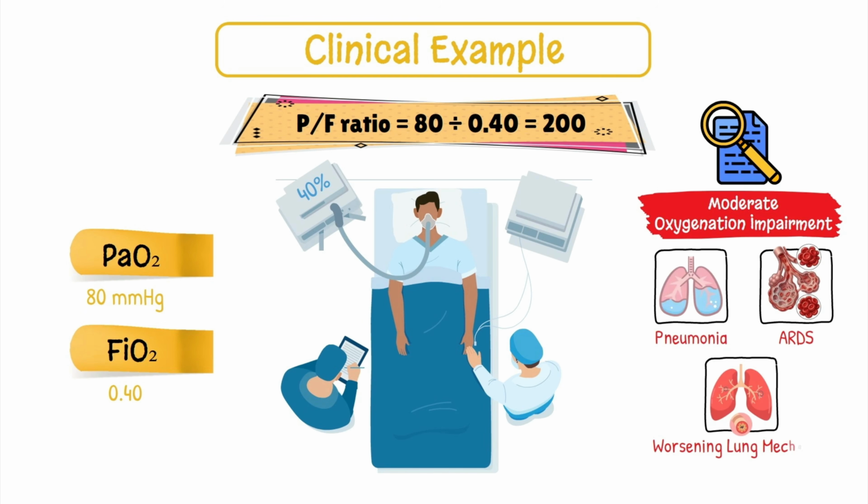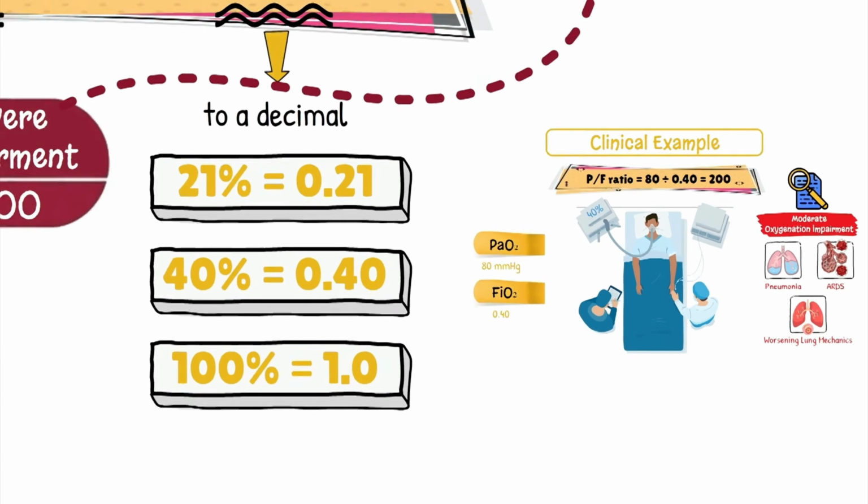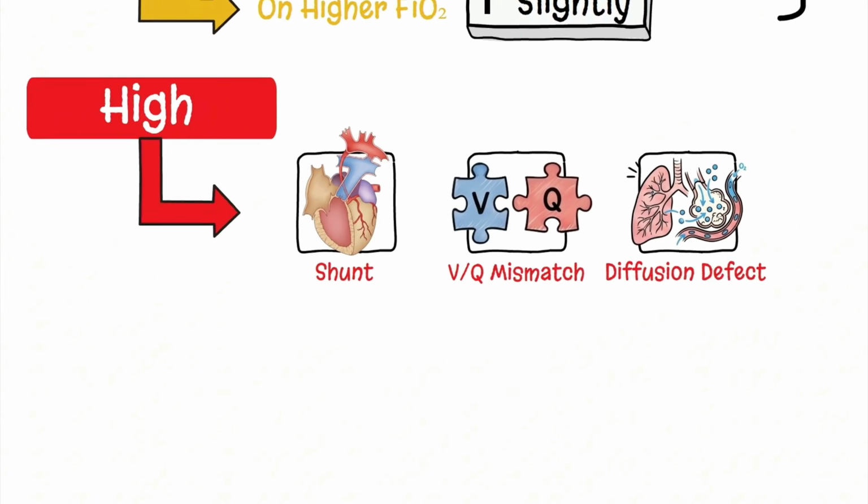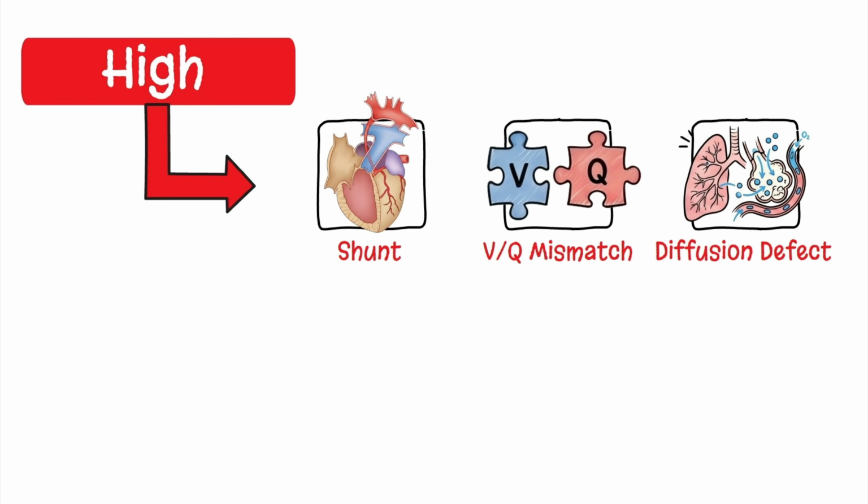So when should you use the AA gradient, and when should you use the PF ratio? Think of them as complementary tools. The AA gradient is best when you need to figure out why a patient is hypoxemic. It helps you differentiate whether the problem comes from hypoventilation, diffusion impairment, a shunt, or a VQ mismatch.